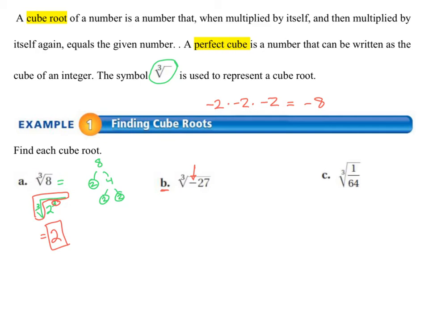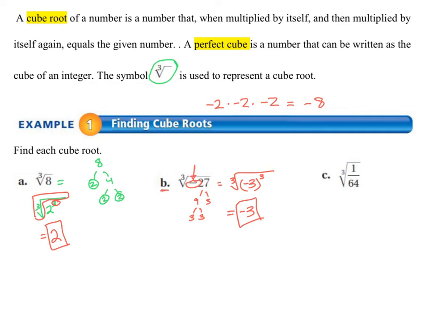So the cube root of -27, hopefully you remember that 27 is 9 times 3, and 9 is 3 times 3. So that's really -3 to the third, because -3 times -3 times -3 is going to give you -27. So the cube root of -27 is -3.